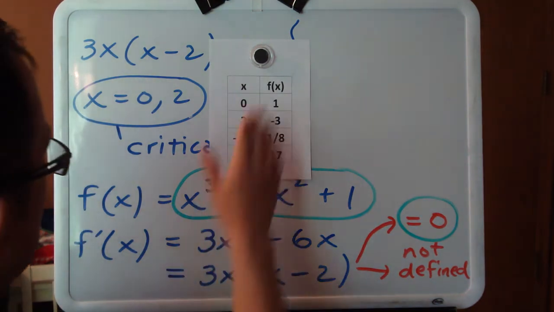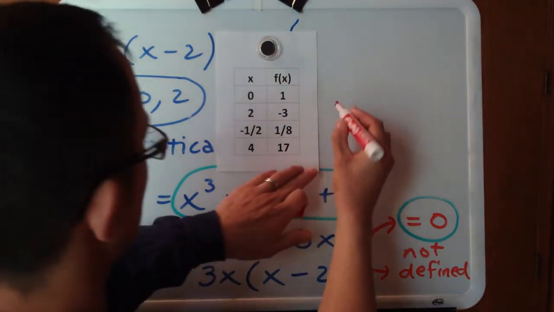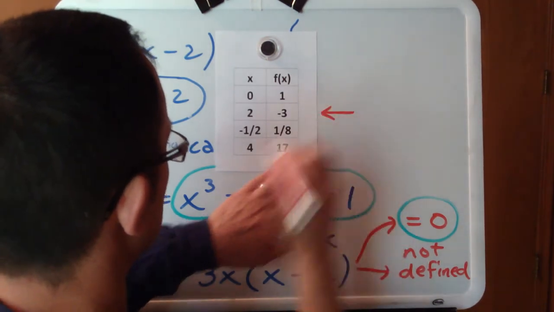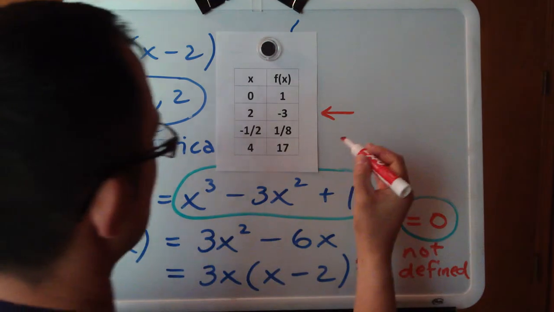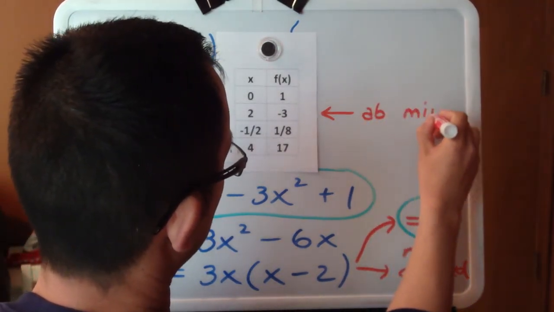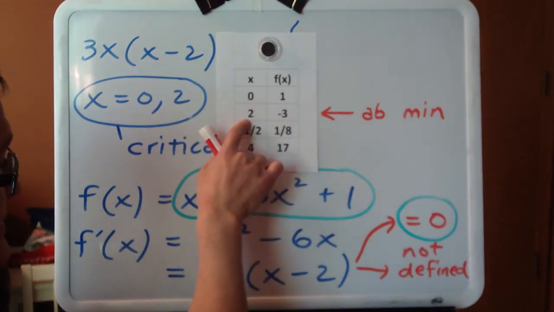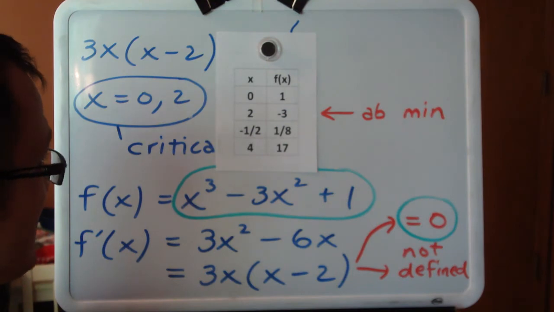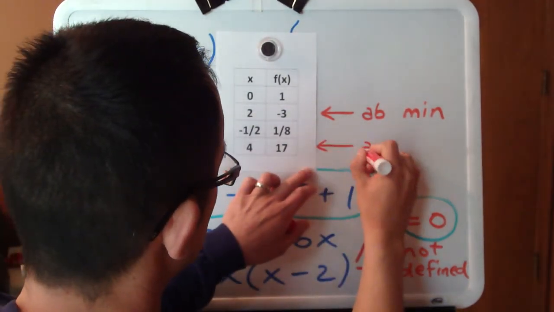Alright, so looking at the table, the mins and the maxes come from the height of the function, so you're really looking at the y column. You can definitely see the minimum is going to occur right here, because this is the only negative value on this entire y column. So your absolute minimum is -3, and it occurs when x is equal to 2. And then your largest value is the last one, that's the 17. So that's your absolute max.